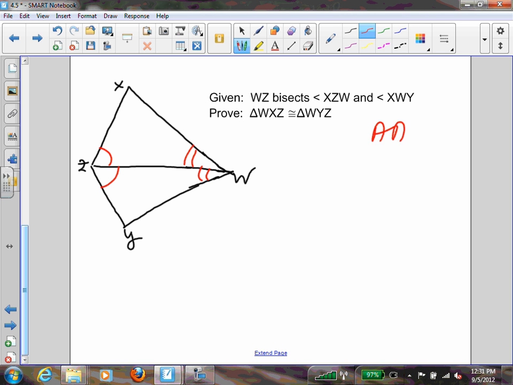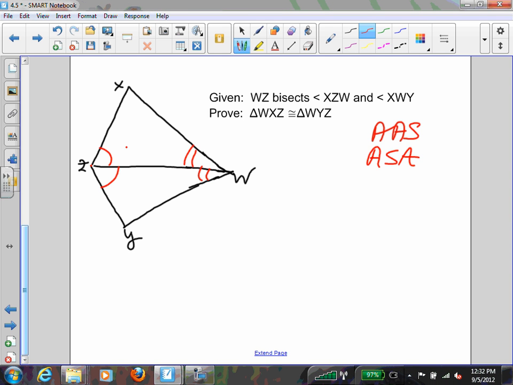Between angle-angle-side and angle-side-angle, which of those two do you think we're going to want to go for? Angle-side-angle. Where's my side? ZW. Now, am I going to say ZW to ZW or ZW to WZ? ZW for the top to ZW, right? One angle to two angle on the top, one angle to two angle on the bottom means ZW goes to ZW. Does that make sense?